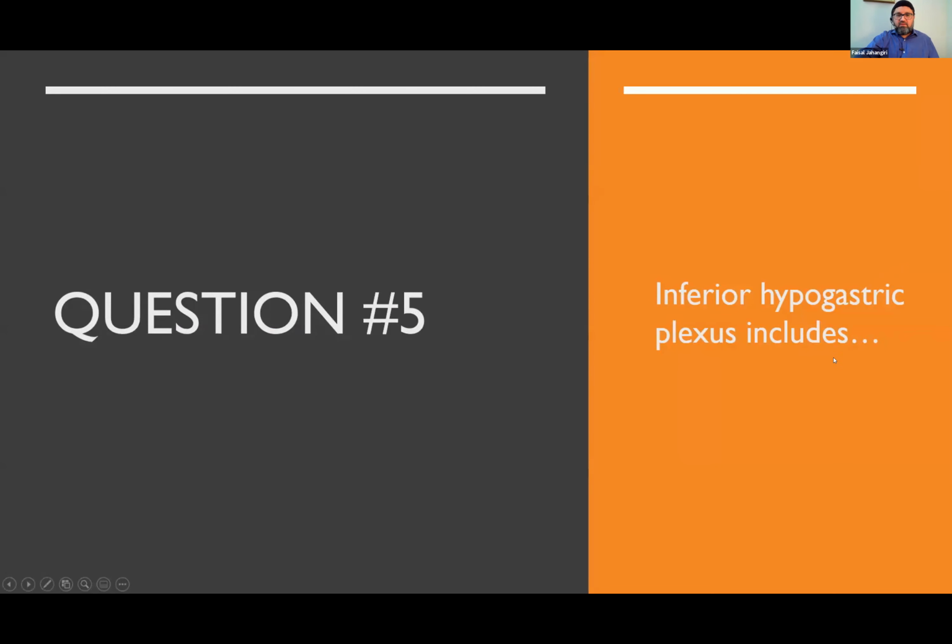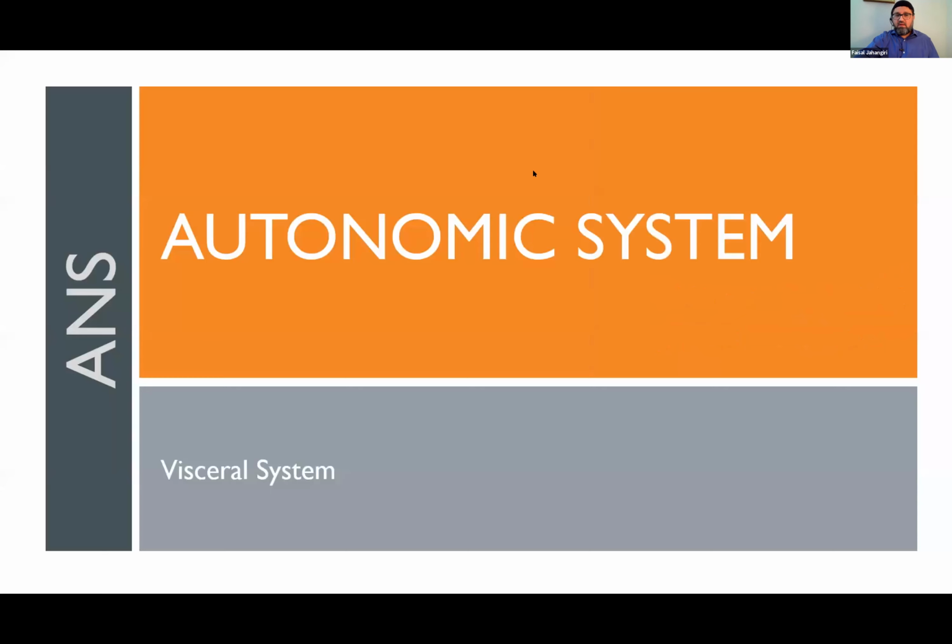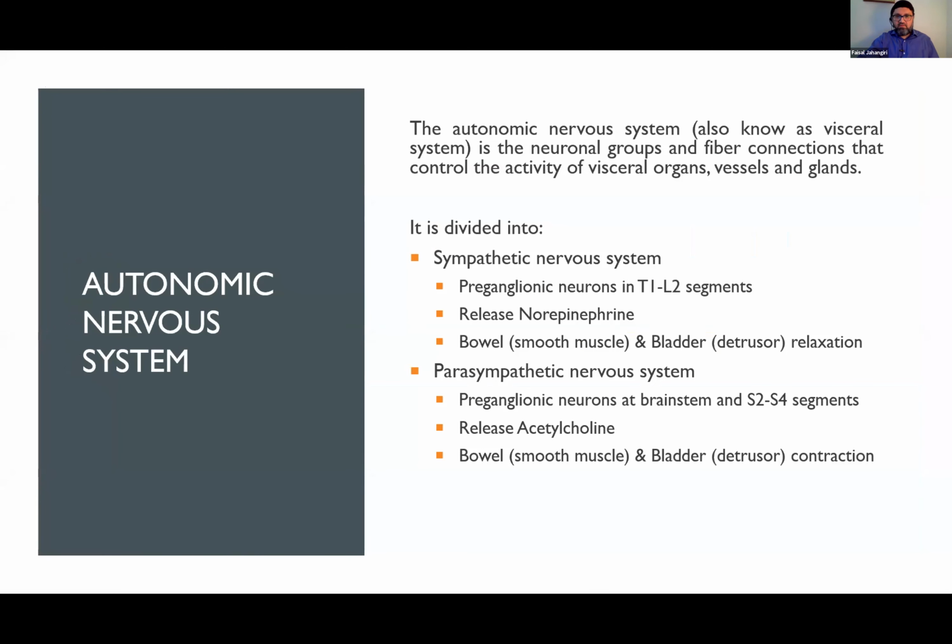When you're doing modalities, we have multi-modality again. The next modality, which I'm just going to go over briefly, is the autonomic nervous system. The autonomic nervous system is also known as the visceral system because it supplies all the visceral organs of the body. It is neuronal groups and fibers, connections that control the activity of visceral organs, blood vessels, and glands. It is divided into the sympathetic nervous system and the parasympathetic system. In another talk, we can go into much more detail, but today I'm just giving you a summary.